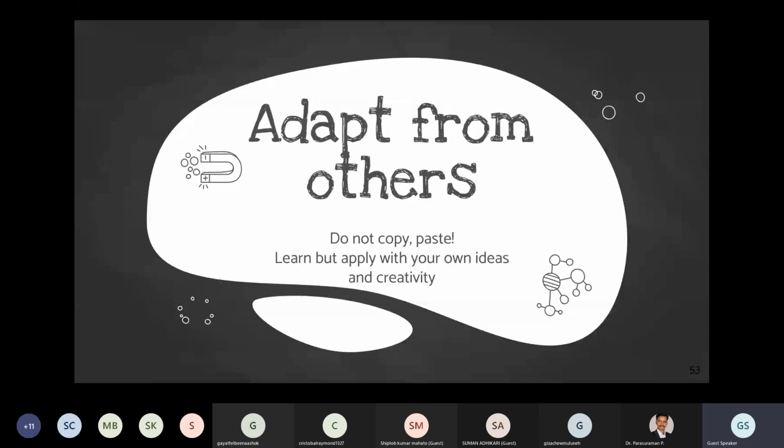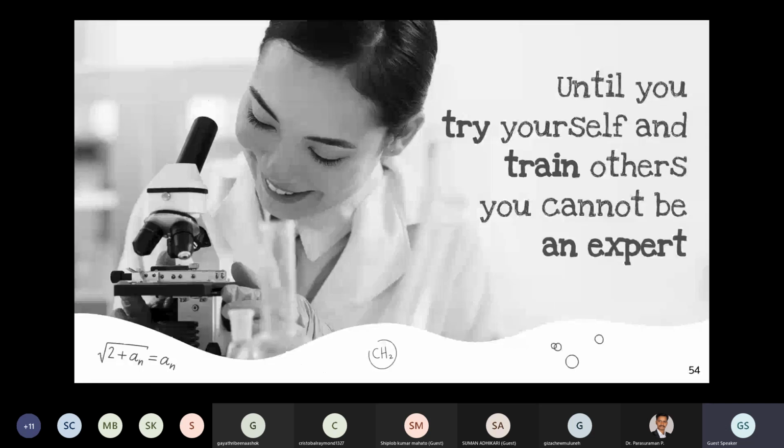So you have to learn, but apply with your own ideas and creativity. That is something very important. Otherwise, you will never learn and apply somewhere, because copy pasting will always help you to learn, but you cannot apply it in many places. And until you try yourself and train others, you cannot be an expert.